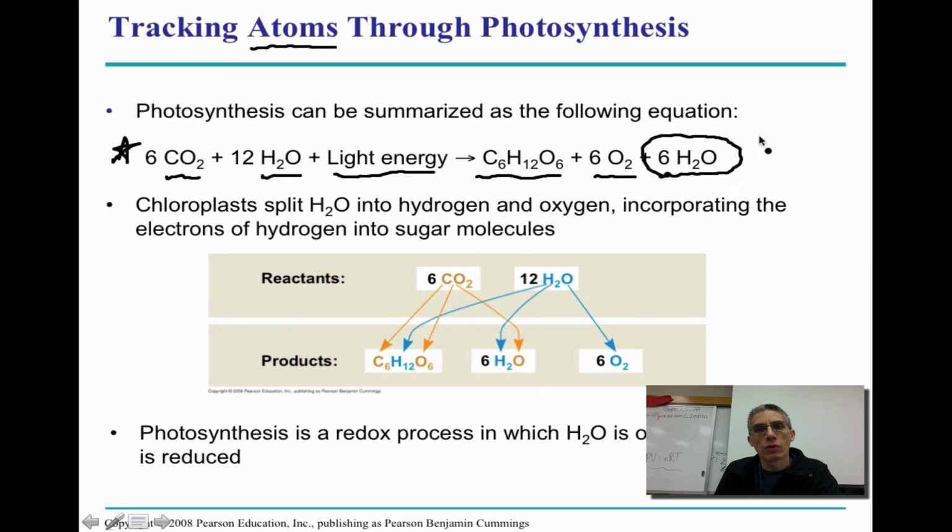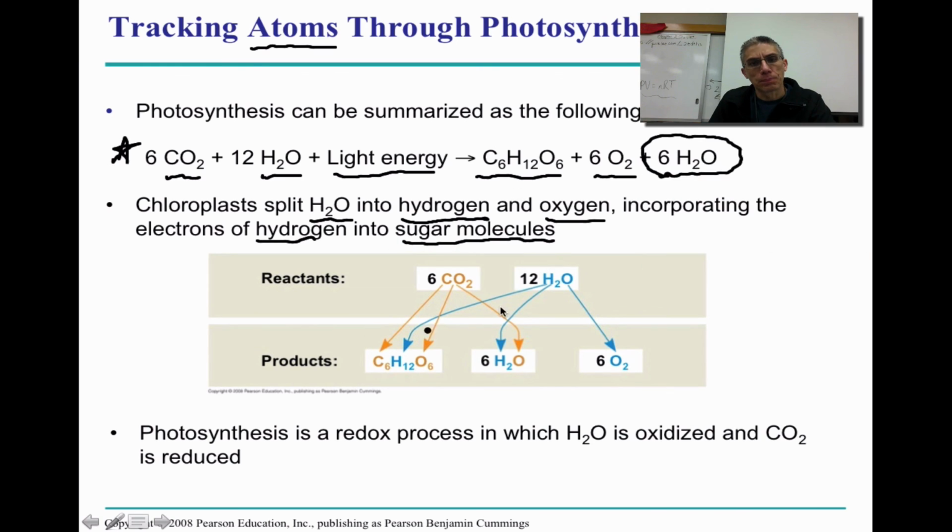So don't get too confused about what you see over here on the right. I know it's strange to have water over here, but it's like the net gain if we take that 6 away from that 12. So the chloroplast is going to split the water into hydrogen and oxygen, and this incorporates the electrons of hydrogen into the sugar molecules that we need to produce on the right-hand side. Again, looking at the reactants, this is what you would find on the left.